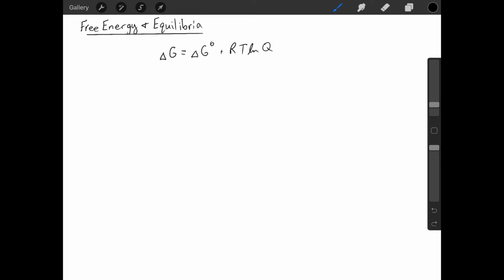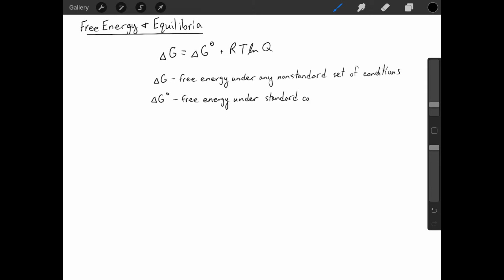We'll skip the derivation, but the expression on the screen allows us to directly link delta G, the change in free energy, to equilibrium. So I'll give you a quick rundown on the meaning of all the variables in this expression. So the delta G value is the free energy under any set of non-standard conditions.